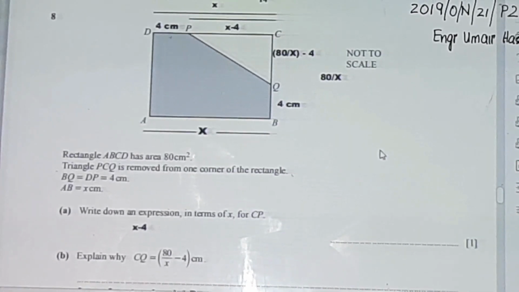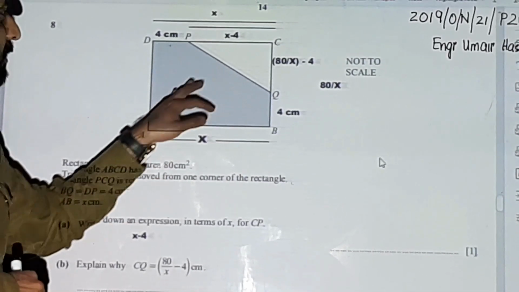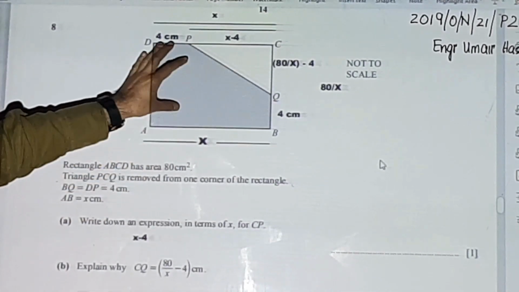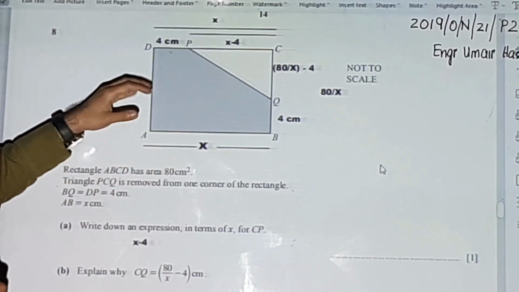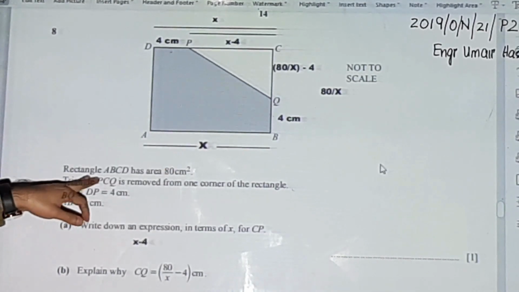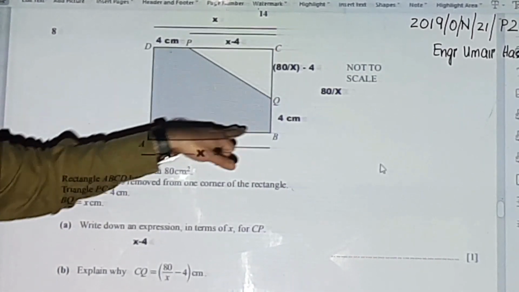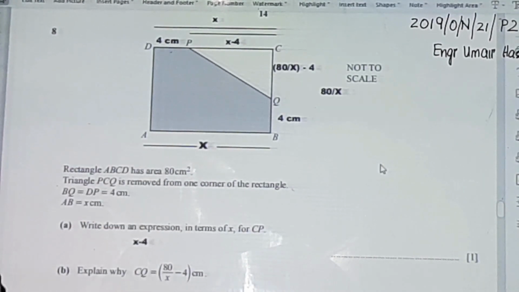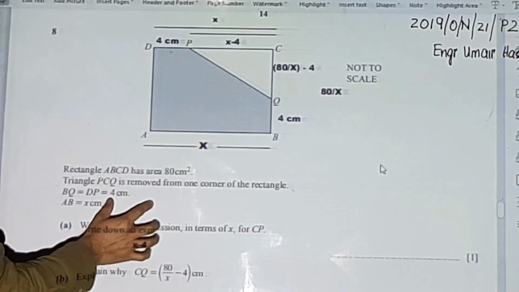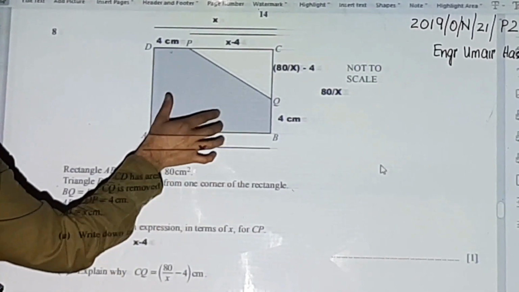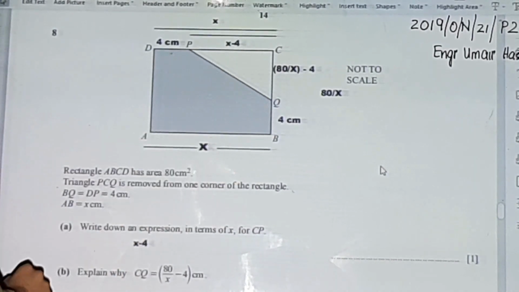In question number 8, we have been given a rectangle and there is a triangle which is not shaded. However, this part is shaded in the rectangle. Basically, the dimension given was that this rectangle has an area of 80 centimeter square. Triangle PCQ is removed from one corner of the rectangle.